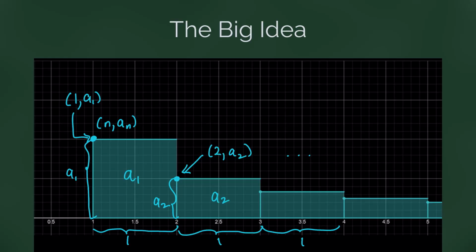So our areas are a1, a2, a3, and so on and so forth. In other words, the area on this graph exactly represents, if we imagine that this continues on infinitely, the sum from n equals 1 to infinity of a sub n, summing up the areas that we have here.